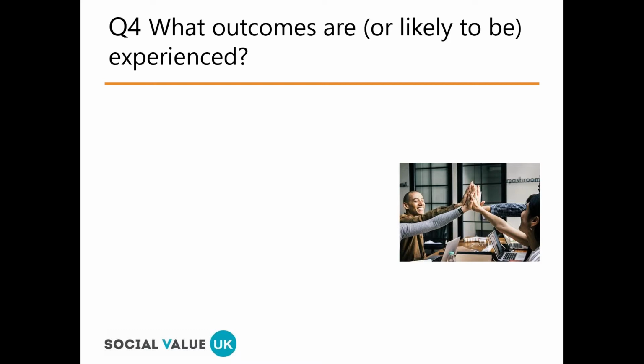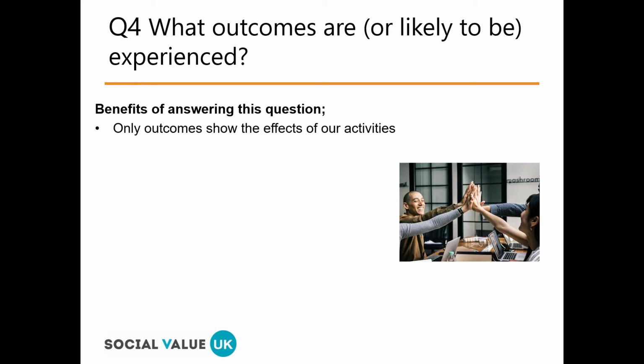We now really want to understand what the changes are that they have experienced or are likely to experience. So again, when we talk about things that are changing for people, we're talking about outcomes. By understanding outcomes, we can really start to understand the effects of our activities. Outcomes go beyond outputs. Outputs are the summary of our activity in numbers. So let's say, for example, we're providing food to older people in a community. The output relates to the number of meals provided, the number of people provided with food.